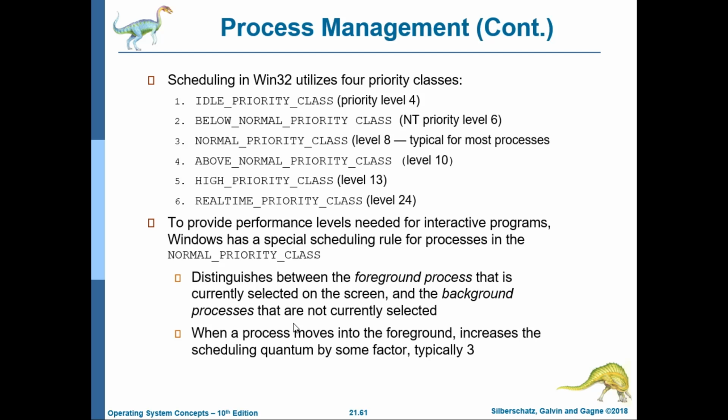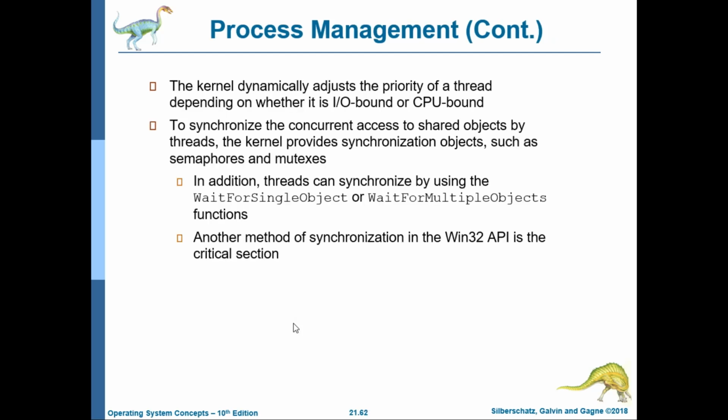And another one, the special scheduling rule: when a process moves into the foreground, it increases the scheduling quantum by some factor, typically 3. So the kernel dynamically adjusts the priority of a thread depending on whether it is I/O bound or CPU bound. To synchronize the concurrent access to shared objects by threads, the kernel provides synchronization objects such as semaphores and mutexes. In addition, threads can synchronize by using the wait for single object or wait for multiple objects functions. Another method of synchronization in the Win32 API is the critical section.